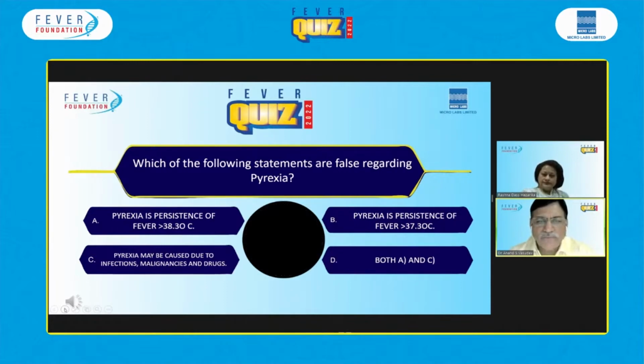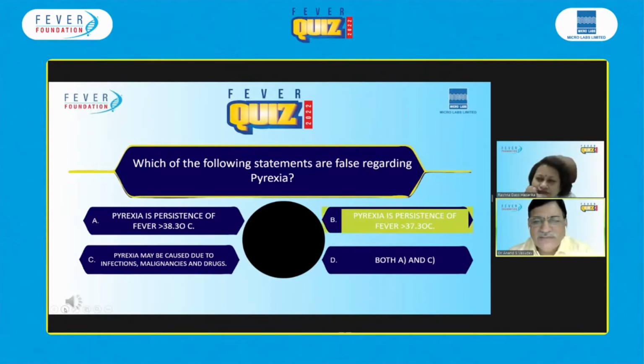Thank you, Computer Ji. Let's see which is the correct answer. Let's log the correct answer. Answer B is the correct answer. Pyrexia is persistence of fever more than 37.3 degrees centigrade, and this is equivalent to about 99.1 degrees Fahrenheit.